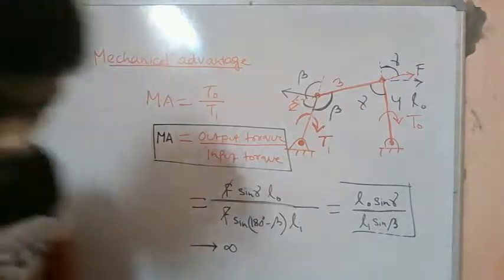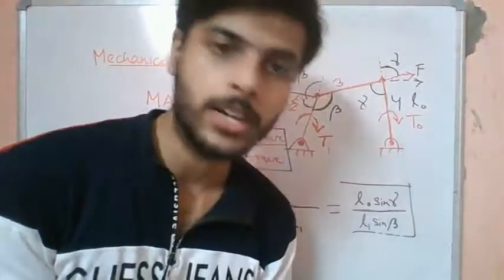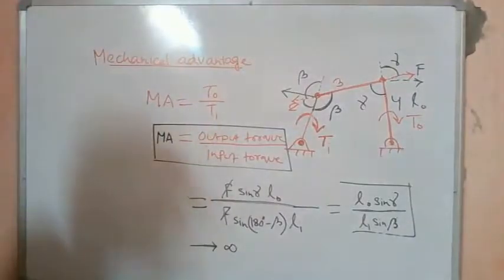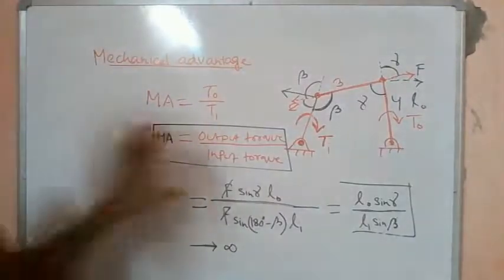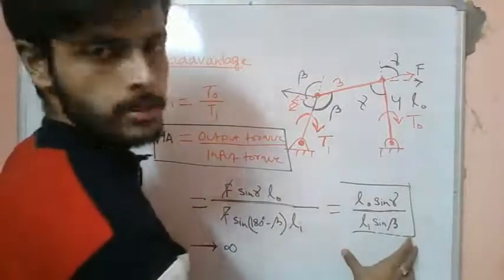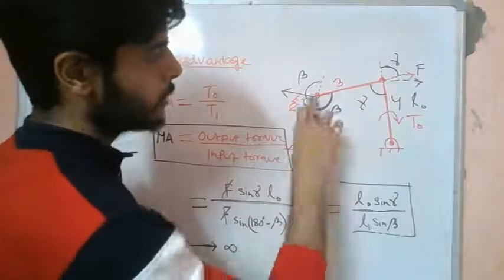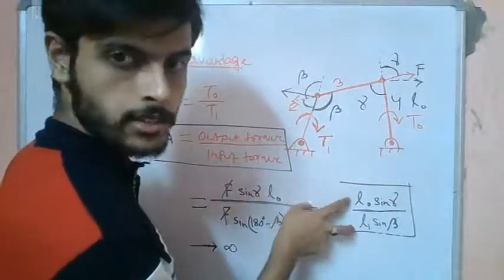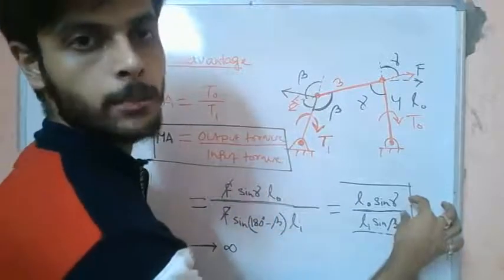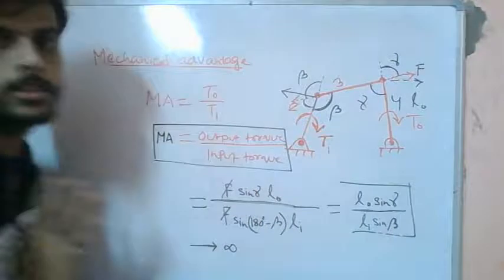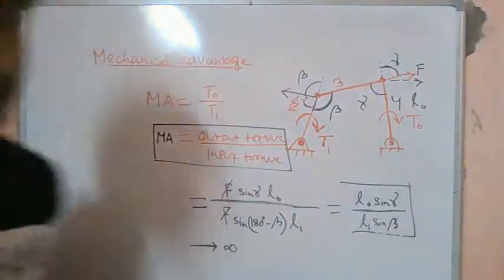So we will try to solve one problem based on this mechanical advantage. What do we understand by mechanical advantage? Mechanical advantage is the ratio of the output torque to the input torque, and from this we can derive L0 sine gamma by L0 sine beta. It depends on the ratio of the link lengths and the ratio of the sines of the angle between the coupler and the output link to the angle between the coupler and the input link. This is our mechanical advantage.